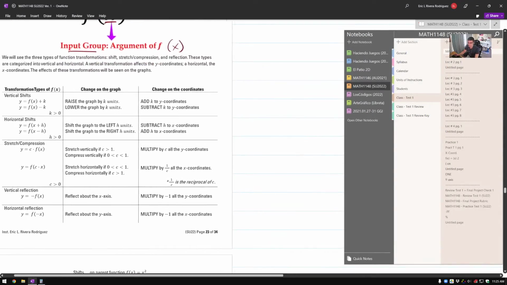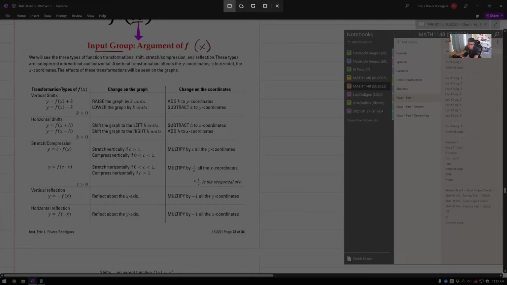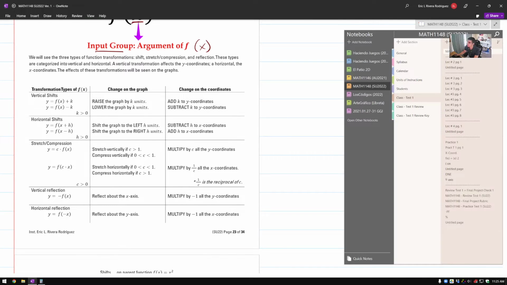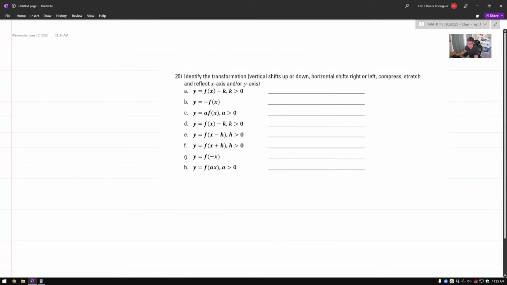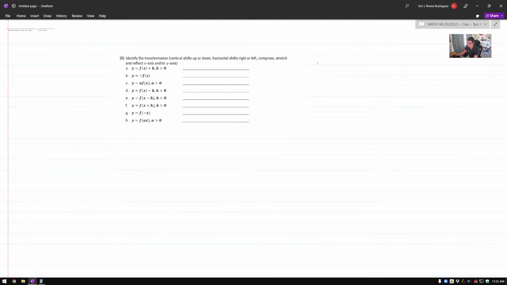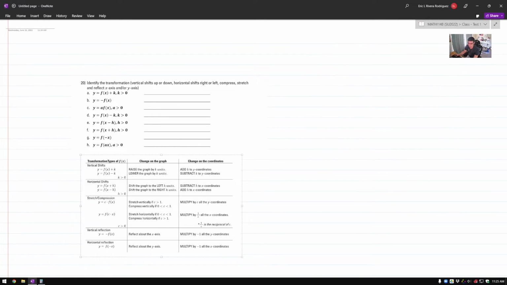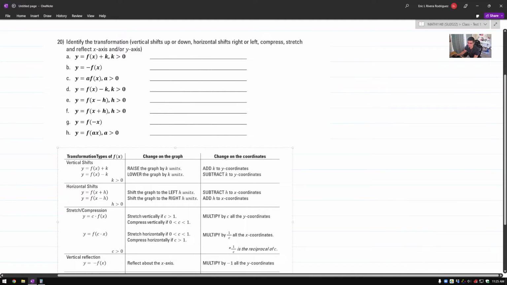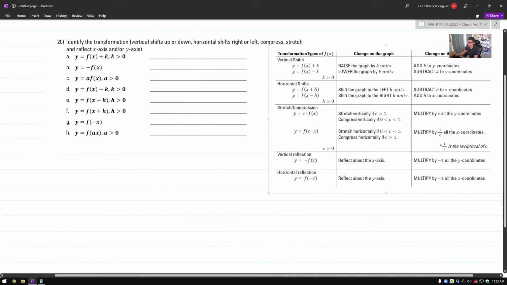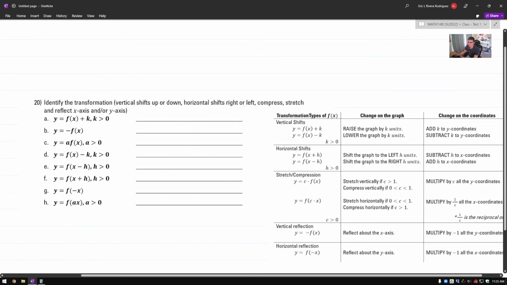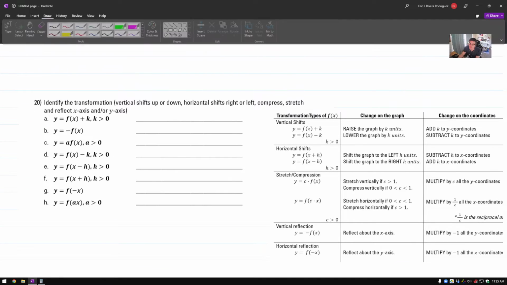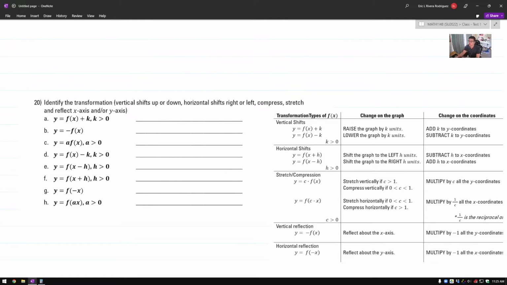Okay, so that exercise is a simplification of this table, but I am using algebra to do that simplification. Since it's algebra, sometimes it causes a little bit of trouble. So what we want to do here is to identify the transformations based on this statement here.